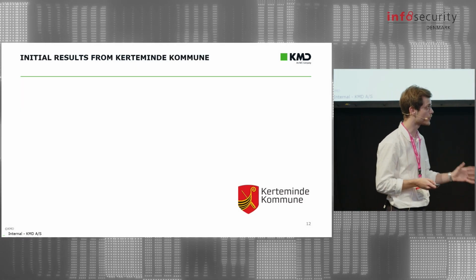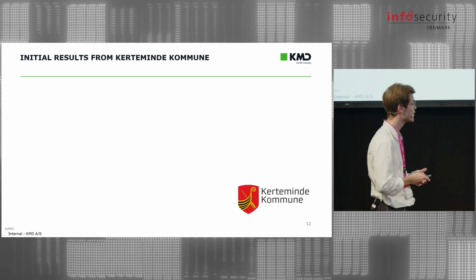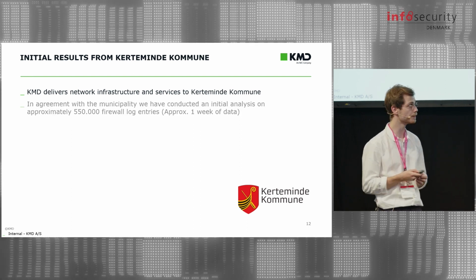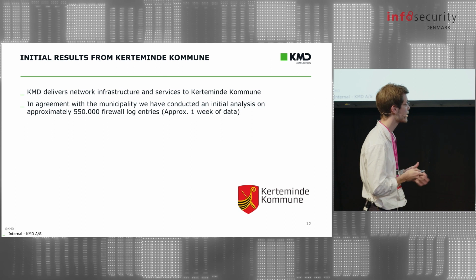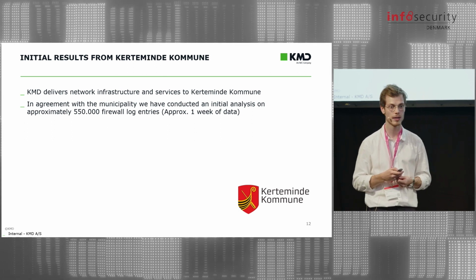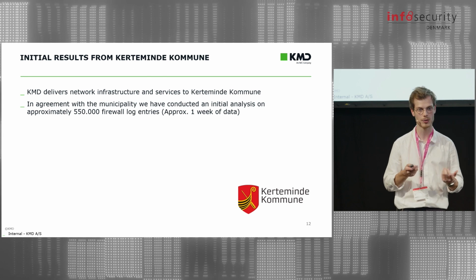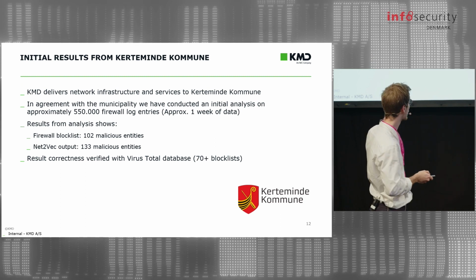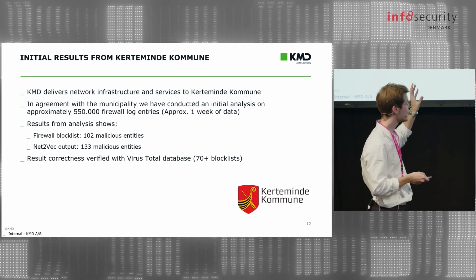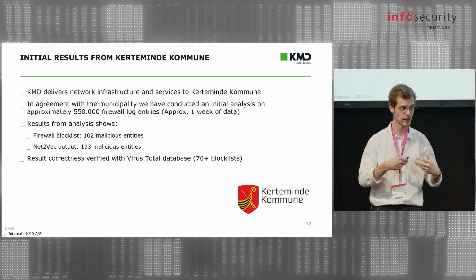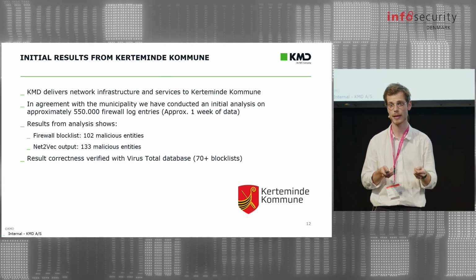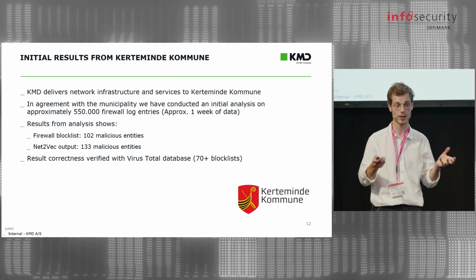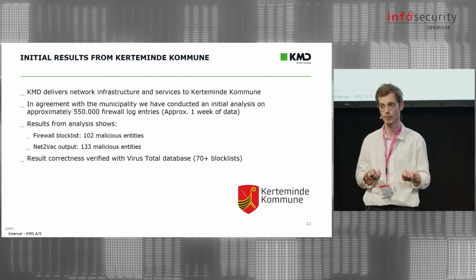So we have some initial results from collaboration with Kerteminde Kommune, which is a client of KMD, where we deliver network infrastructure. We agreed to make an initial analysis on about 550 log entries from the firewall, which accounts to about 1 week of data. And bear in mind, this is still a fairly small amount of data. But what actually came from the analysis was that the firewall, or the existing security mechanisms, would flag 102 domains in this data section as malicious. But netværk would flag 133 as malicious. So this is potentially a 130% increase.